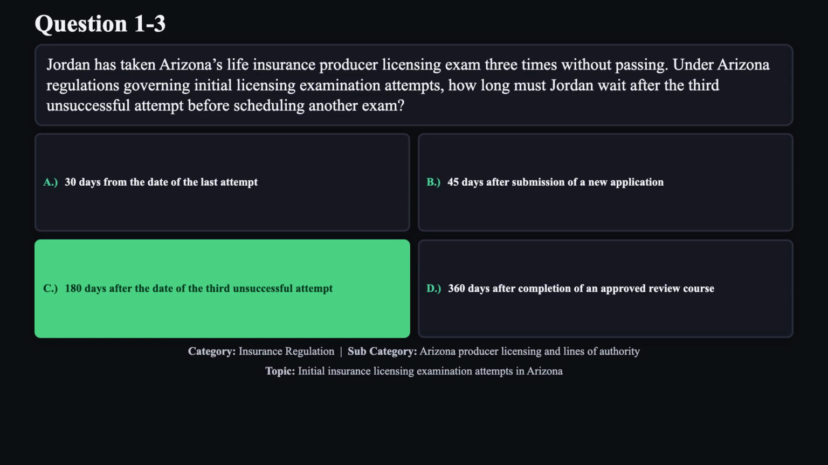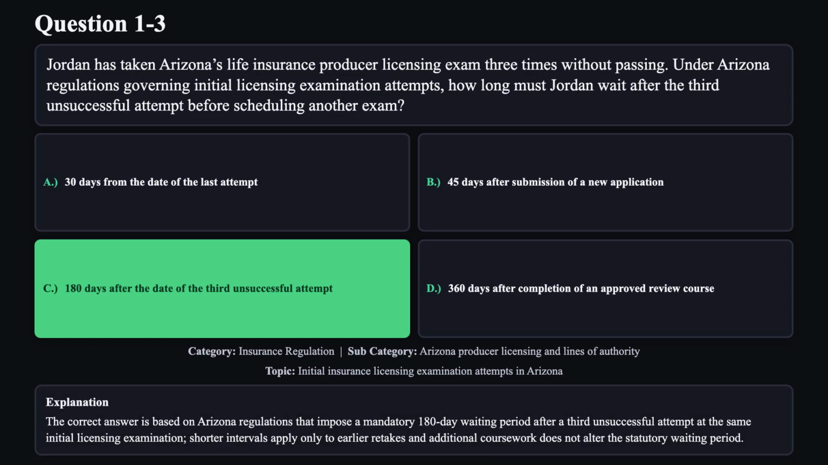The correct answer is C. The correct answer is based on Arizona regulations that impose a mandatory 180-day waiting period after a 3rd unsuccessful attempt at the same initial licensing examination. Shorter intervals apply only to earlier retakes, and additional coursework does not alter the statutory waiting period.